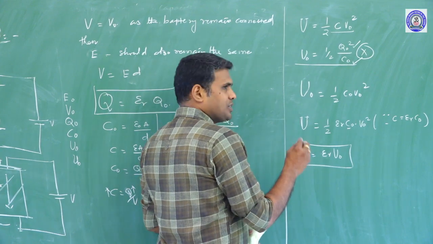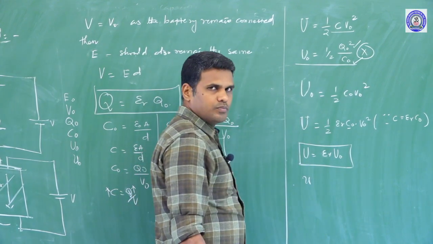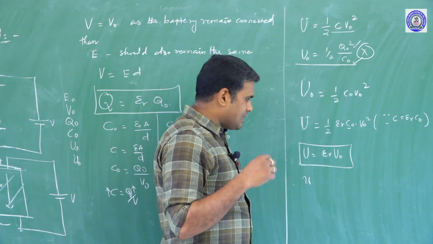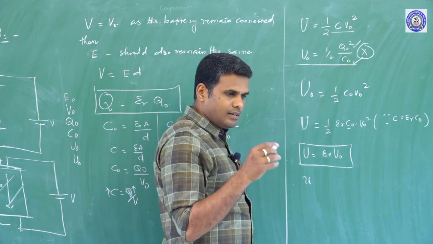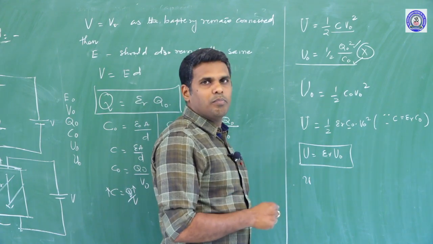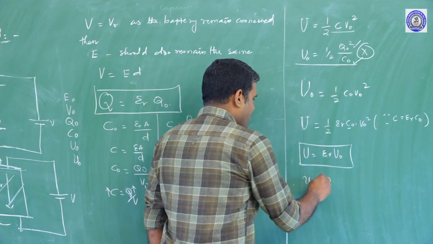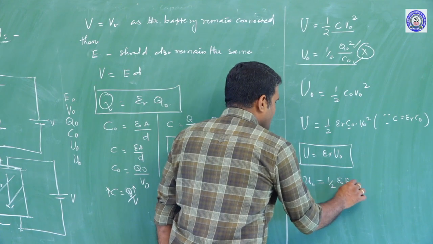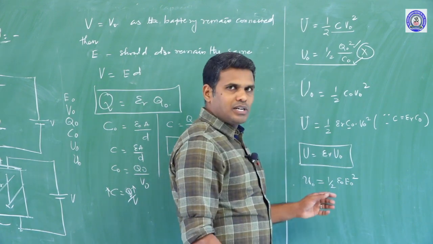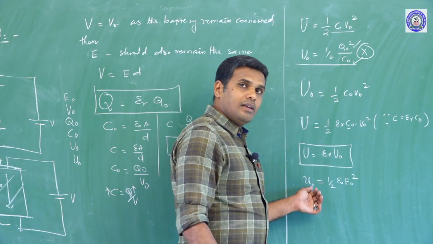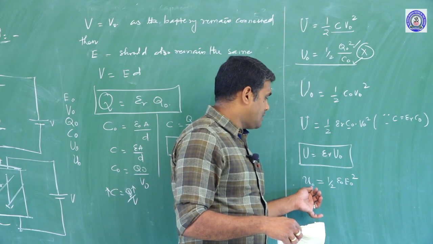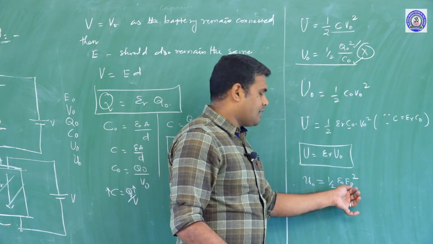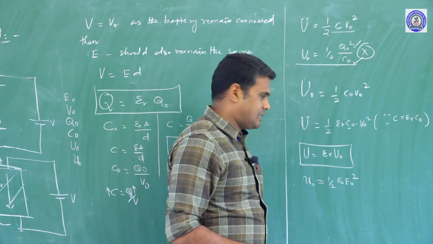Energy density, as I mentioned earlier, is represented by small letter u. The energy density stored in the region between the plates of a parallel plate capacitor is given by the expression small u naught equals half epsilon naught E naught square. As I mentioned earlier, u naught is the energy density before the introduction of the dielectric, and E naught is the corresponding electric field in the region between the plates.